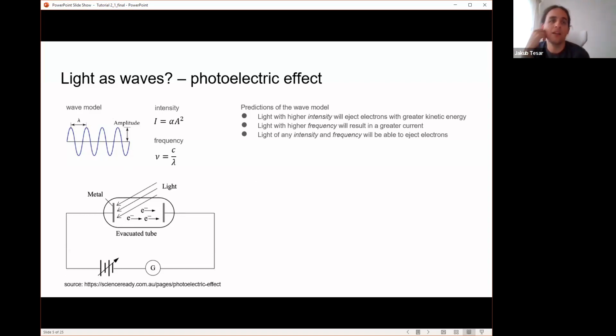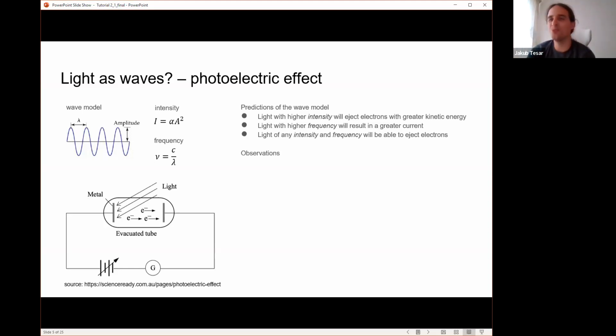And the last one is that light of any intensity and frequency will be able to eject electrons. So even though we may have light of really small intensity and low frequency, over time you will basically vibrate the material, and at the end you will eject some electrons, no matter how low the intensity or frequency of your light is.